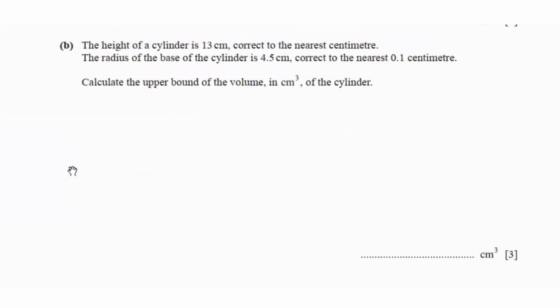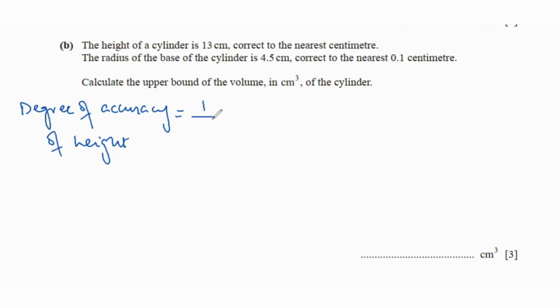Then it says the height of a cylinder is 13 centimeters, correct to the nearest centimeter. The radius of the base of the cylinder is 4.5 centimeter, correct to the nearest 0.1 centimeter. Calculate the upper bound of the volume in centimeter cube of the cylinder. So first, let's find the degree of accuracy of the height. That's going to be 1 because it's correct to the nearest centimeter. So that means 1 divided by 2, which is 0.5.